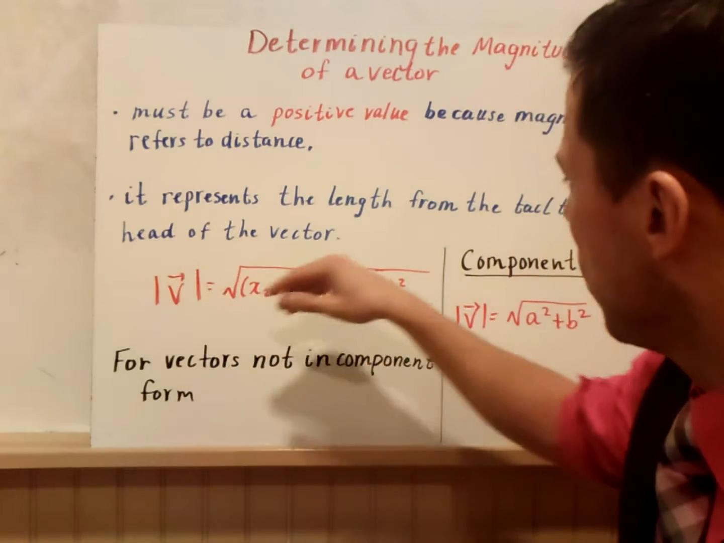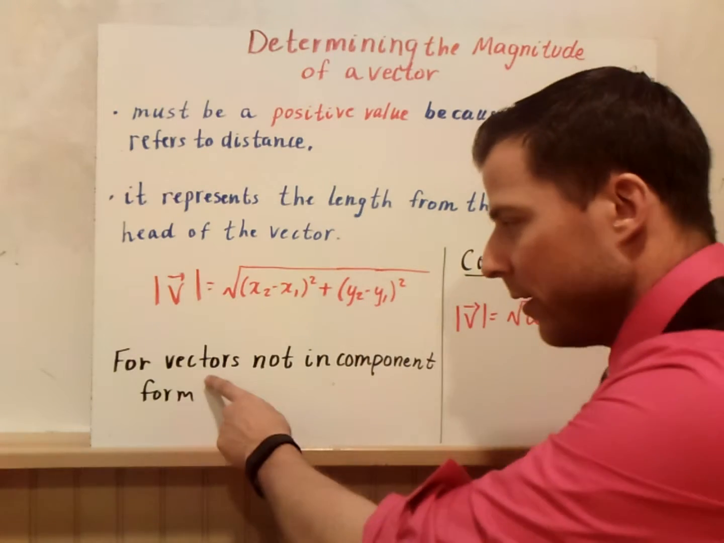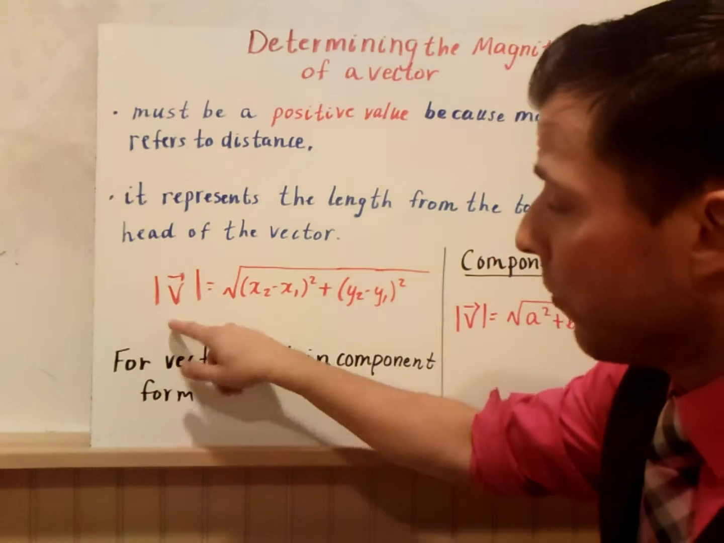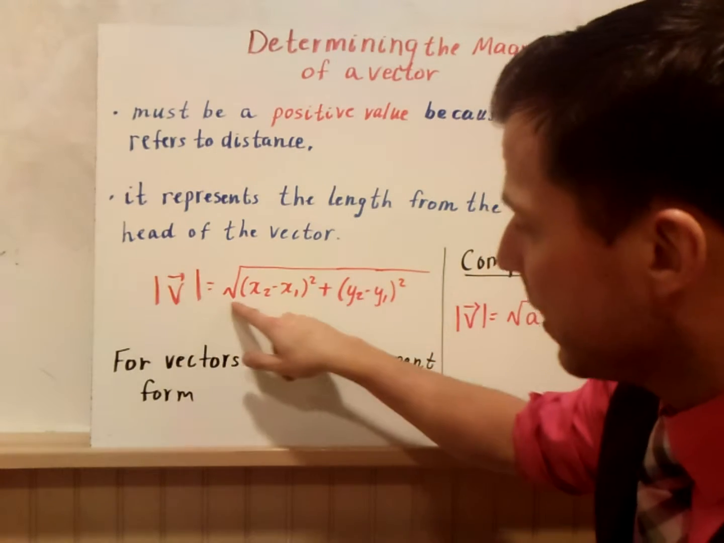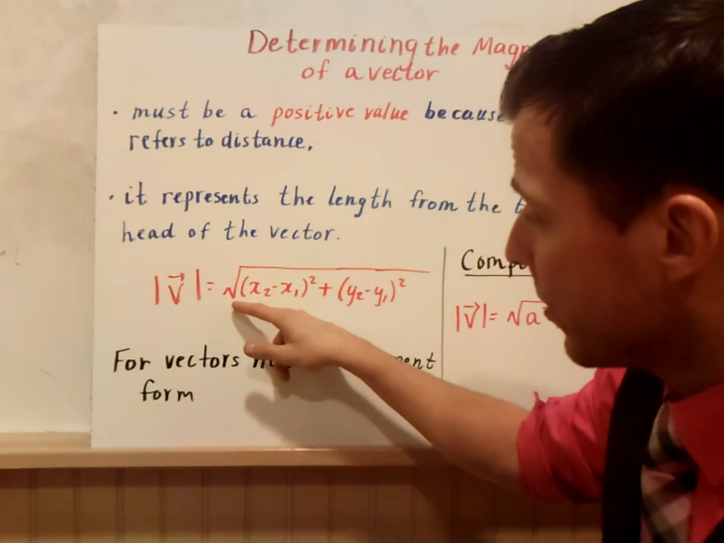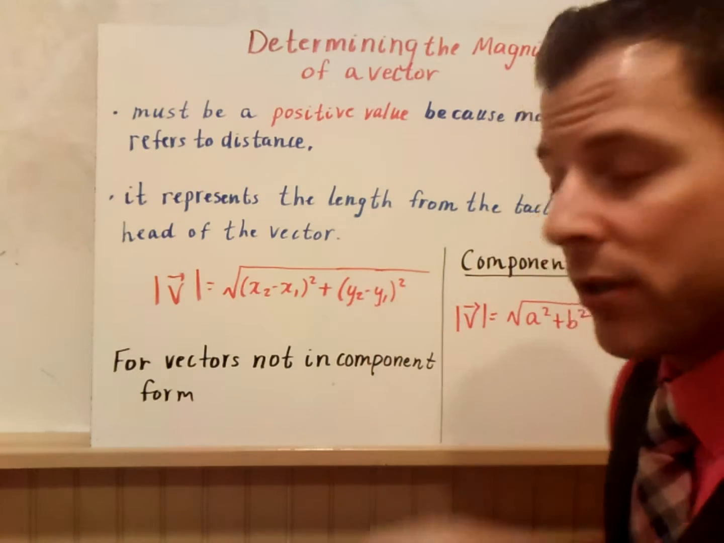Okay? So there's two ways to write this. Number one, to find the magnitude of a vector, we'll use the absolute value of our vector v, which is equal to the distance formula. That's all it is. You're using the distance formula. So the square root of x2 minus x1 squared plus y2 minus y1 squared.